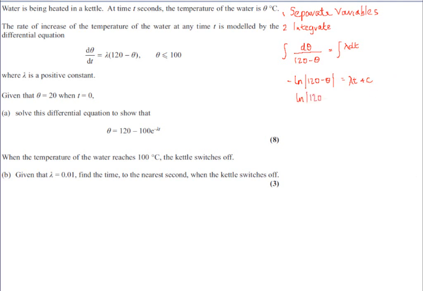And we need to play around with that to get it somewhere close to the format that it wants. So get rid of the minus sign on the left hand side, put it over here. The c is a constant, so it doesn't matter whether it's a plus or a minus constant. And then we unlog it. So we e both sides, e to the minus lambda t plus c. But e to the minus lambda t plus c is e to the minus lambda t times e to the c. I'm going to get rid of e to the c, call it constant a instead, and rewrite that as a e to the minus lambda t.